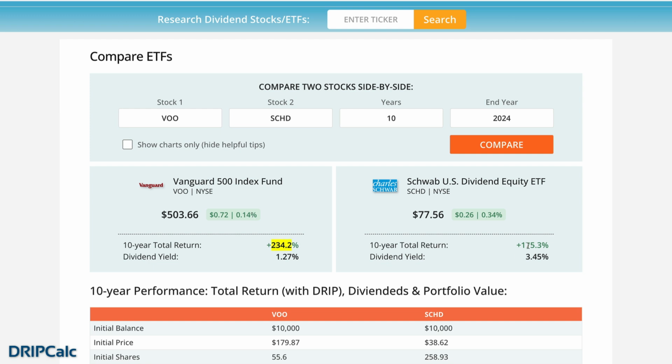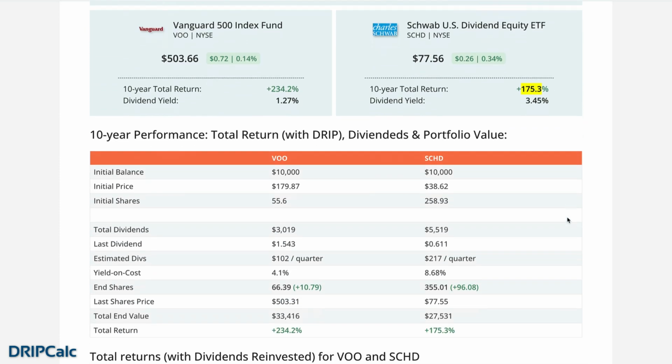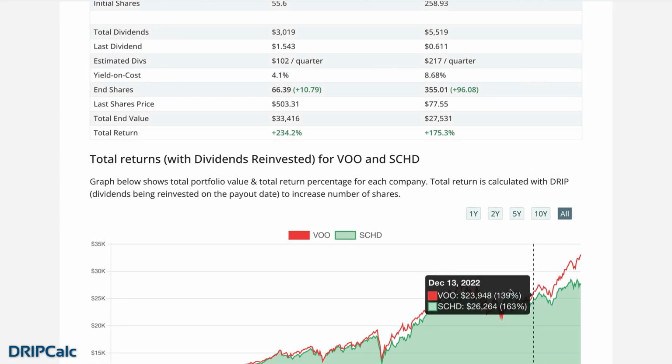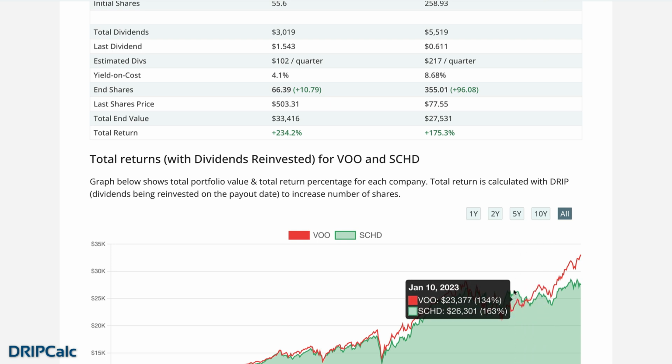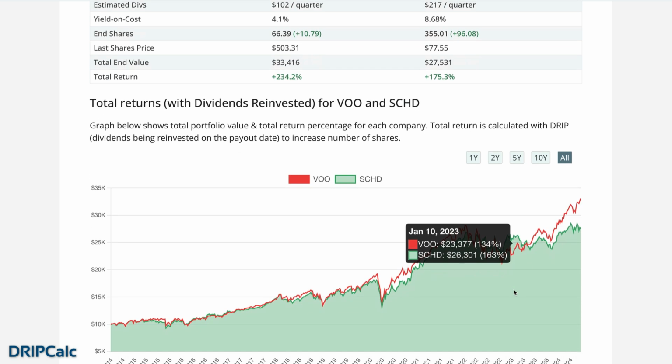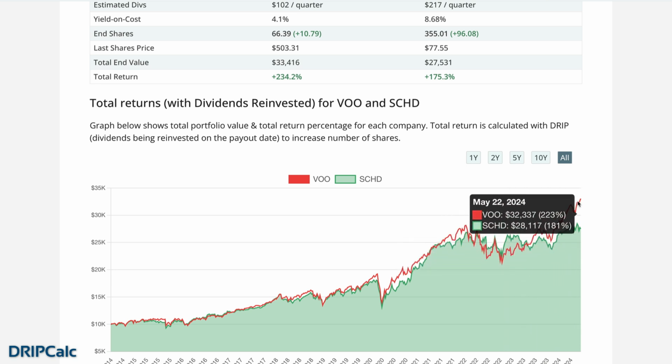All right, and so 234% total return versus a measly 175% total return for SCHD. You can see here during the last years, 2023, 2022, during the quasi-recession or the bear market, SCHD was actually outperforming the S&P 500 by a significant margin. So it was 160% versus 140% for VOO. But then as the AI mania started, look at this hockey stick. The S&P 500 just went up like crazy.